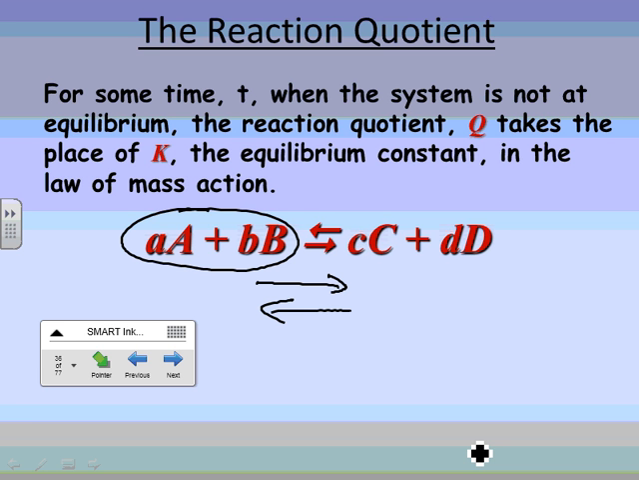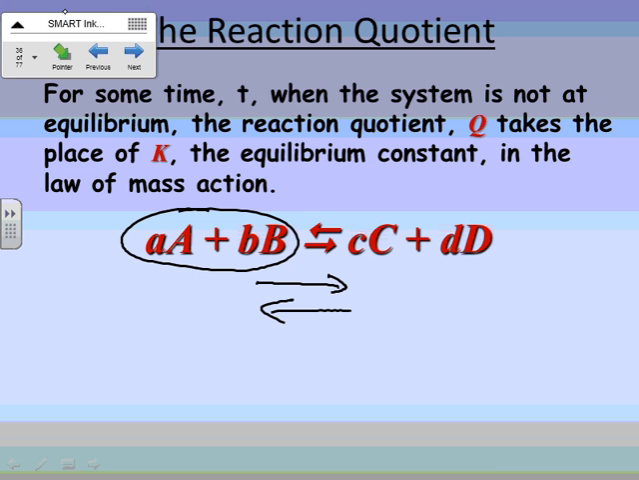So Q is calculating these concentrations when it's not at equilibrium, before the reaction reaches equilibrium. Does that make sense? It's like right when we dump these things in, or maybe just a few seconds after the reaction has started, but it hasn't gotten to equilibrium yet. We can actually compare Q to K. If we know the equilibrium constant, we can tell which direction this reaction still needs to go in order to reach equilibrium.